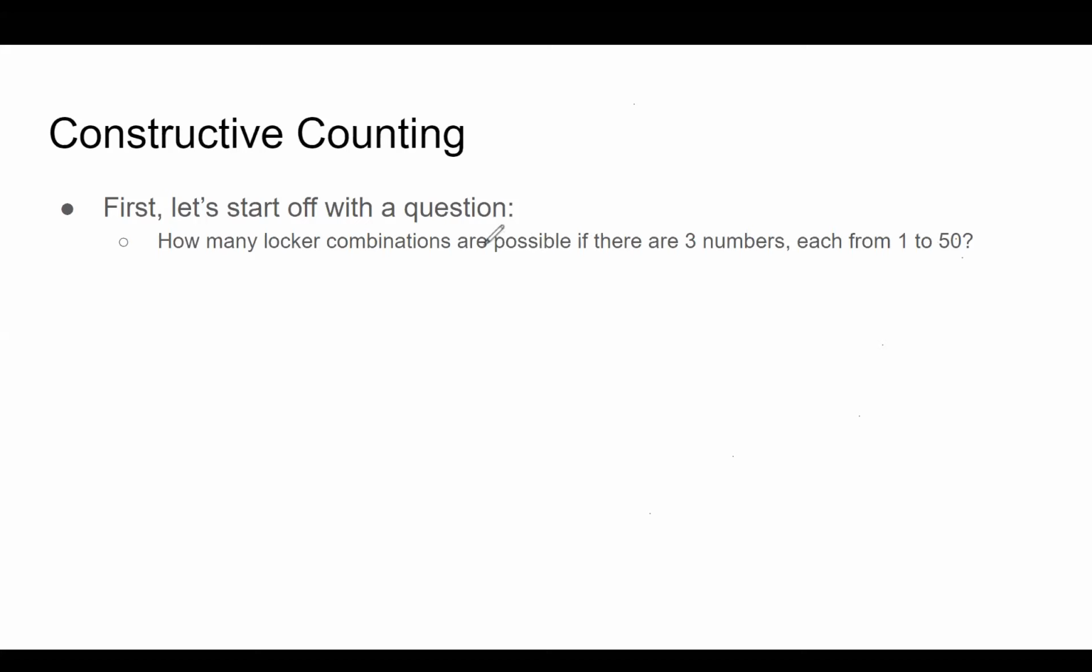Okay, so you want to select locker combinations such that each one's 3 numbers. So what this means is you want to select 3 numbers from 1 to 50. This can be anything. They can repeat as well. Yeah, there are a lot of right answers, so I'm just gonna go over this quickly.